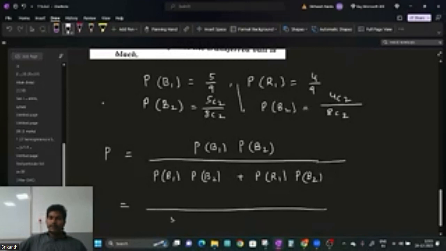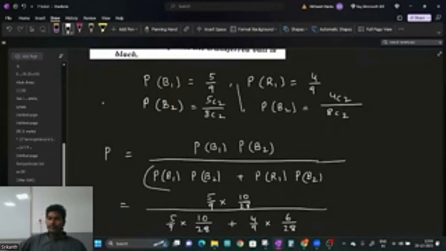What is P of B1? 5 by 9 into B2, which is 5C2 by 8C2. 5C2 how much? 10. 8C2 how much? 8 into 7 by 2, 28. Plus R1. R1 is how much? 4 out of 9, into P of B2. In this case B2 is 4C2, which is 6, over 8C2, which is 28. And in the numerator, write down 5 out of 9 into 10 out of 28.